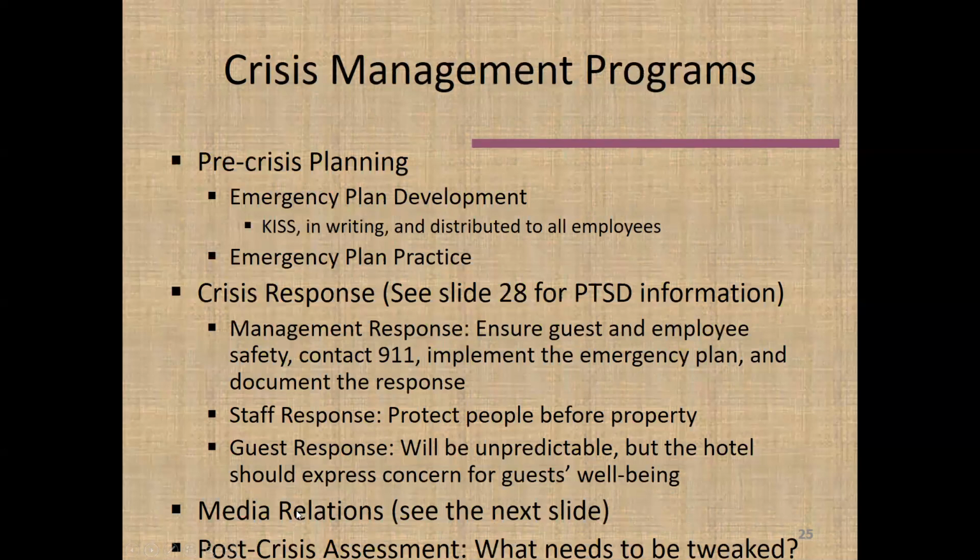So let's talk again about this same process. Many of these processes, we didn't talk about media relations before, but we talked about that pre-crisis planning. We talked about how we need to develop that emergency or that crisis plan. We talked about the various components to that, the various steps that we'd want to take.